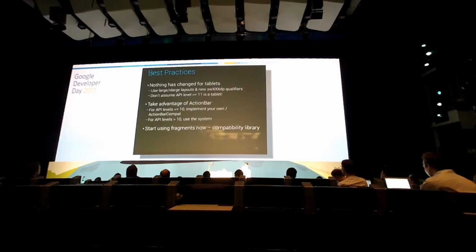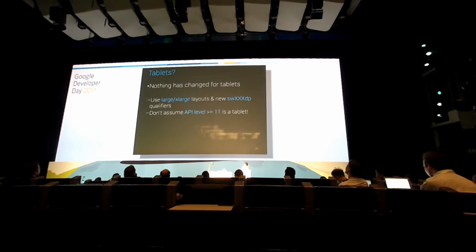Some of the best practices that we recommend for Ice Cream Sandwich. First of all, nothing's changed for tablets. For tablets, you can still use the large and xlarge layouts and the new SW qualifiers. The new SW qualifiers are available all the way from 3.2, and large and xlarge are available essentially since the beginning. And one important thing to notice about tablets is don't assume that API level 11 is a tablet, because that's not true anymore, because of Ice Cream Sandwich. There are some applications that show tablet-like UIs on Ice Cream Sandwich because they assume that.